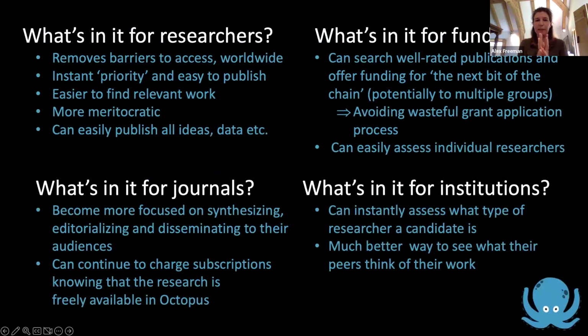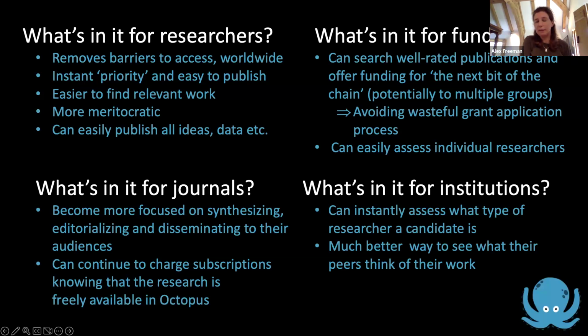So I'm going to finish up my little bit by saying, we've thought about what's in it for all the different people within the scholarly system. And I think for researchers, the important things are trying to remove barriers to access for publication, to allow people to publish whatever they're working on, wherever they are, whatever their resources are, to be able to get priority for that. So getting their CV points for doing that and saying, I came up with this first, I did this first, and making it easy to find other people's work, and making sure that everybody can publish everything that they do and get credit for it.